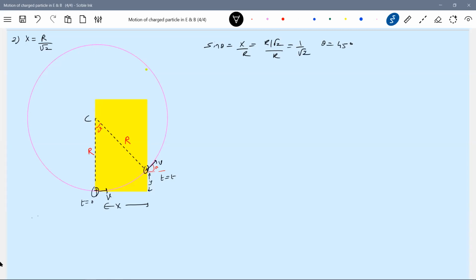Then what is the x coordinate? X is the thing we have defined. Agreed. Then the deflection will change. For the time spent, omega equal to theta/t. Theta is 45 degrees, pi/4, over t. And we know omega equal to bq/m. So the time spent will be pi m/4bq.